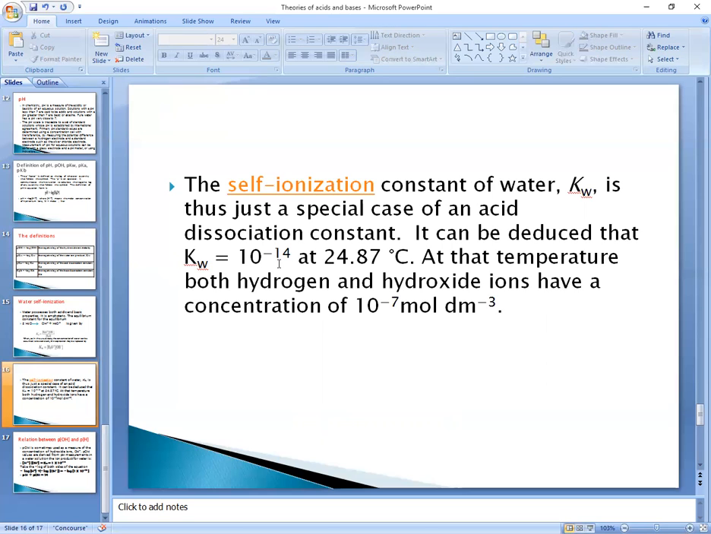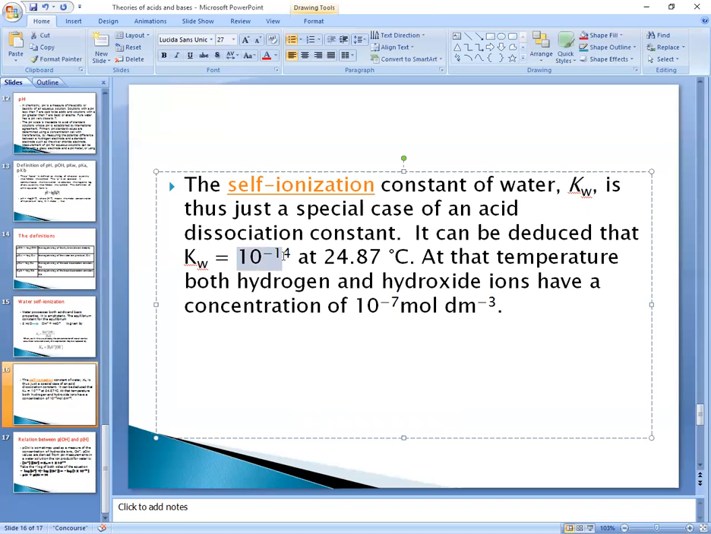The self ionization constant of water Kw as a whole is equivalent to 1 into 10 raised to the power minus 14 at 24.87 degree C. At this temperature the concentrations of hydronium ion and hydroxide ion are equivalent, that is 10⁻⁷ each. This is the combined concentration of both hydronium and hydroxide ion.